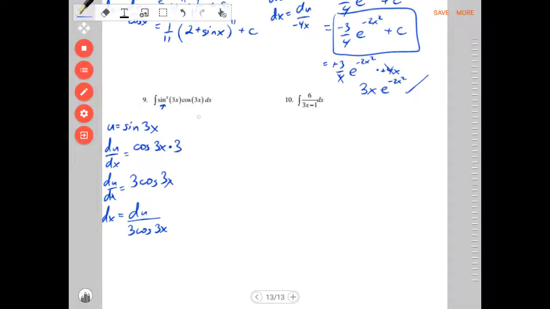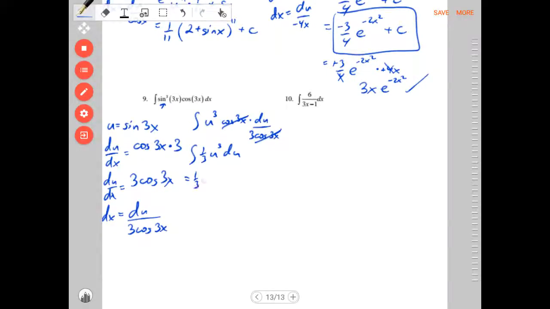So that is the integral of u cubed cos 3x, and then the dx is du over 3 cos 3x. Oh, well, the cos 3x's cancel. So really this is 1/3 u cubed du. See how using the u function just makes the derivative part so much easier.